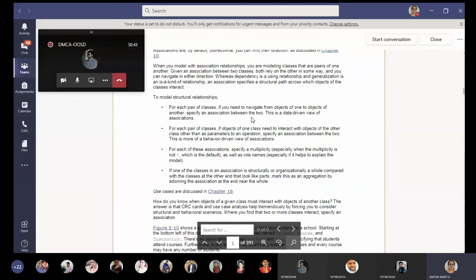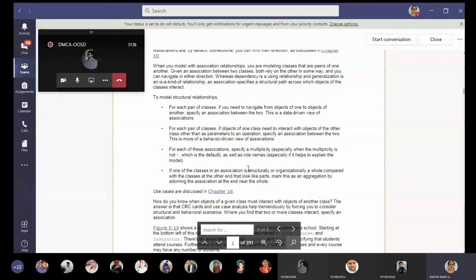For each pair of classes, we need to navigate from objects to objects and specify if any association is there. And if objects of one class need to interact with the other class, other than as parameters of an operation, then specify the association between them. And for this association, specify the multiplicities.